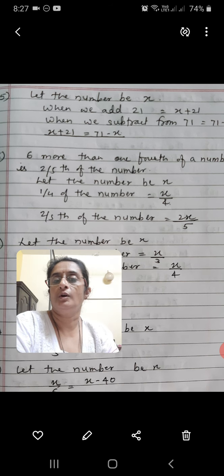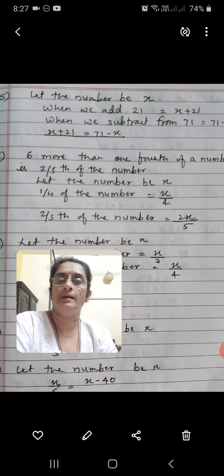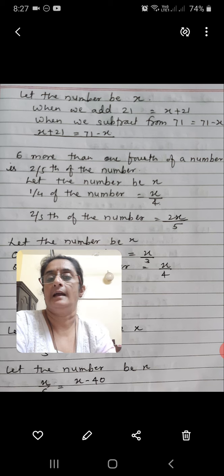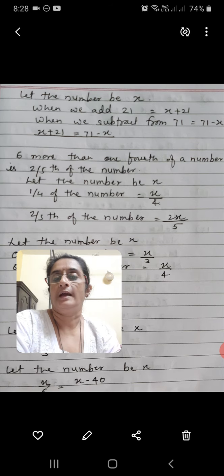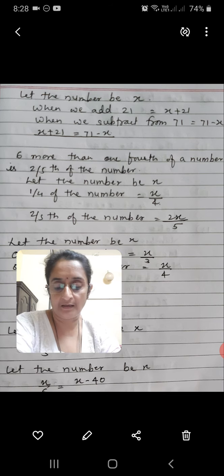How do you have to do it? You have to consider the number as x. If you add 21 to that, that gives you x plus 21. And if you subtract that number from 71, that gives you 71 minus x. If you do both the calculations, the number has to be the same. So x plus 21 is equal to 71 minus x. So that is the equation. Solve that.